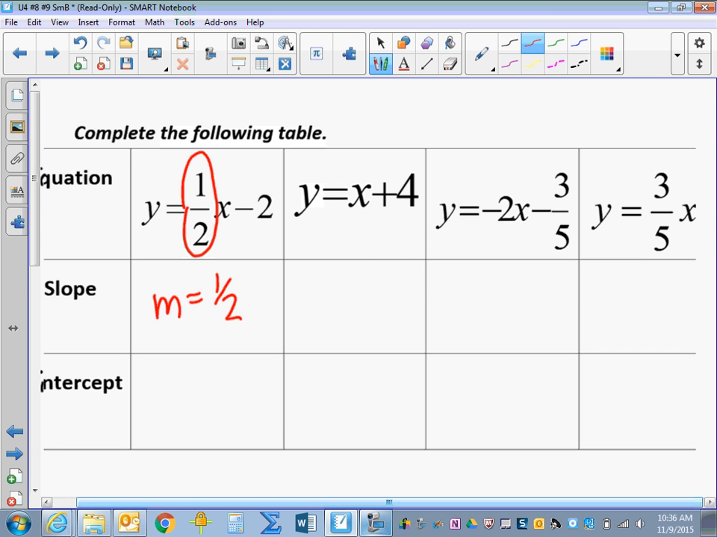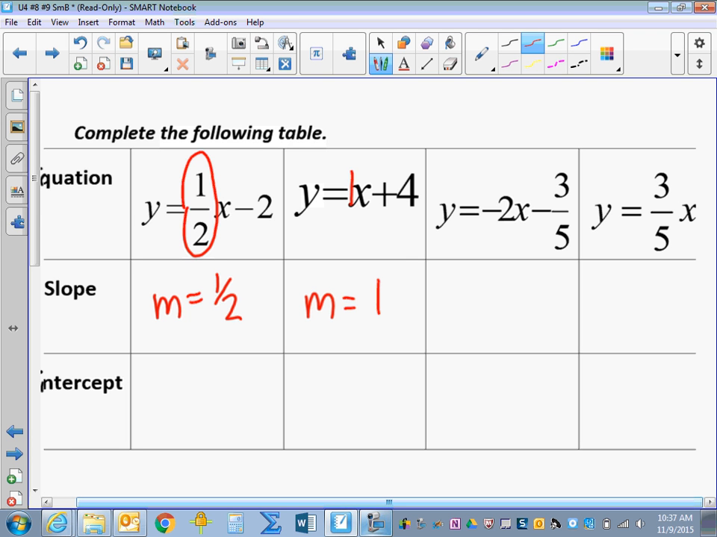Is it always in front of the x? Yes, it's always the number in front of your x. If nothing is in front of the x, it would be 1. Trey just brought up a good point: if there's no number in front of my x, that's a coefficient of 1. So my next equation, what's my slope here? 1.